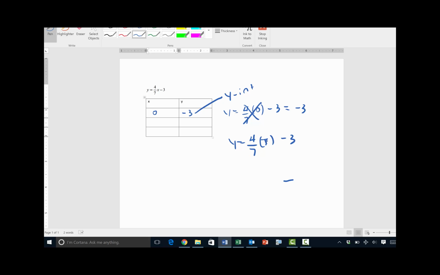How about a 7? Because now what happens? If I choose a 7, now those 7s cancel out. And what am I left with? 4 minus 3 is 1. So there are my 2 points, (0, negative 3) and (7, 1).